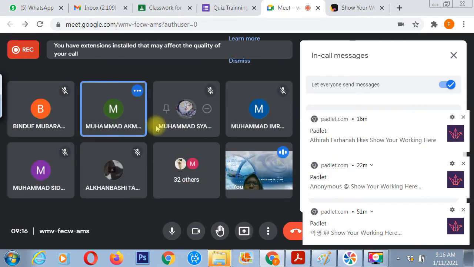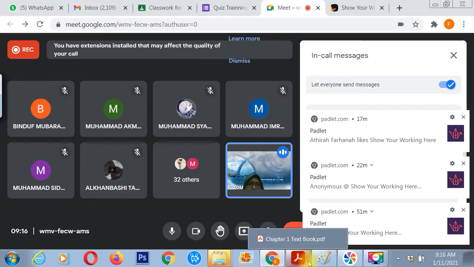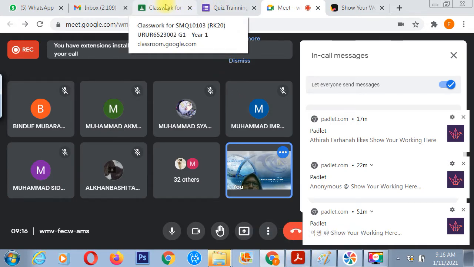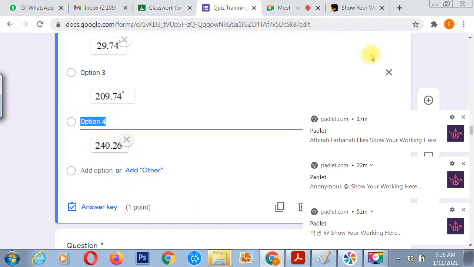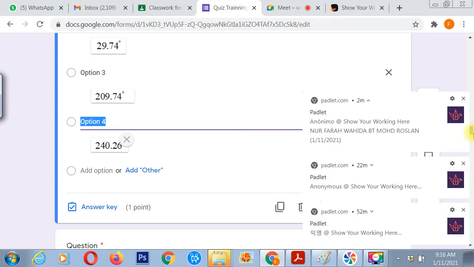I'm not sure how you solved it, so maybe you can compare after. But you get the idea of the question, right? Where is the trick there? Okay. Alright.